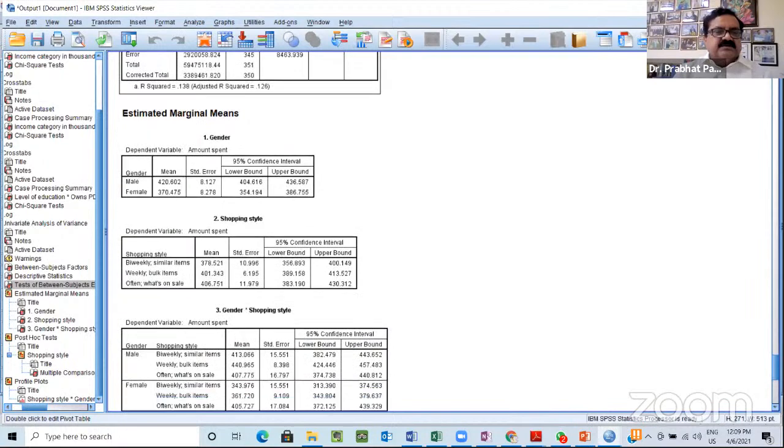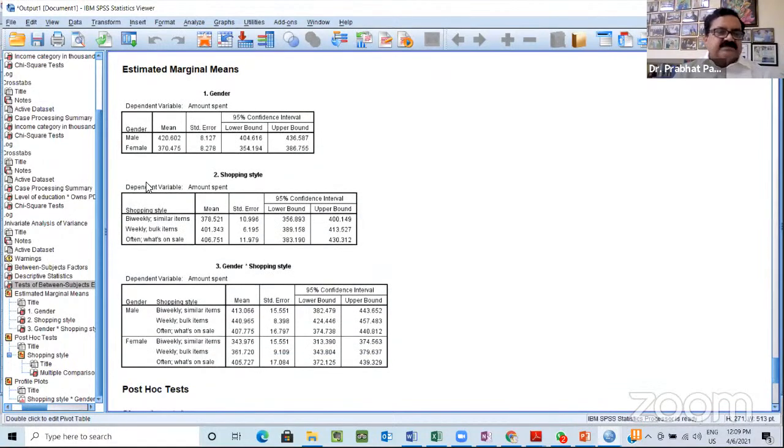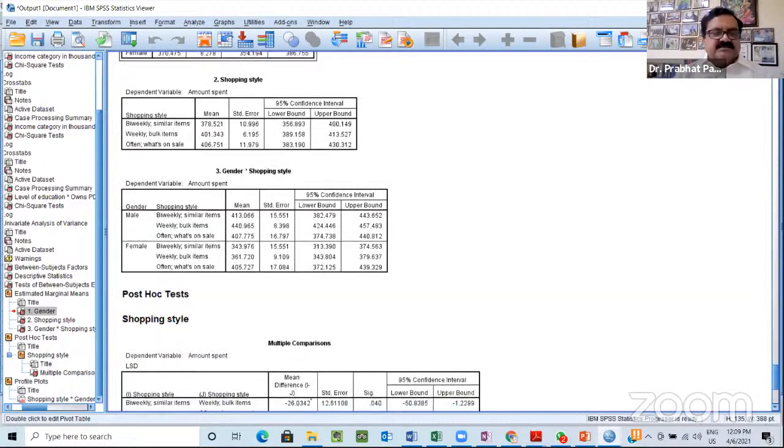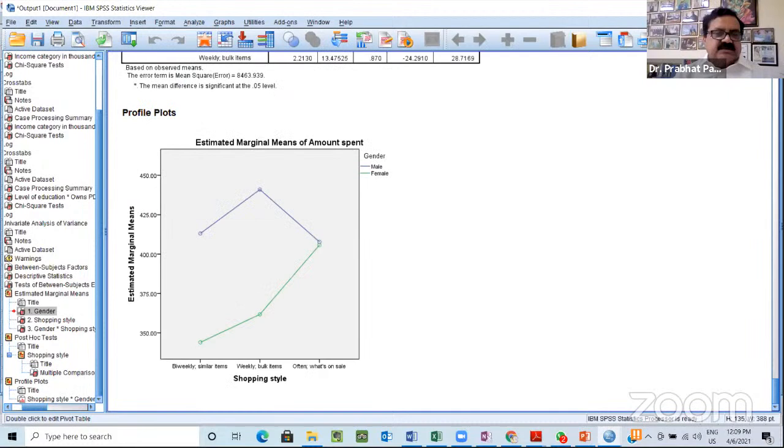The rest of the estimations are about the marginal means. Marginal means are about the fact that if there is an additional change in this variable, for example, an additional male enters the store or an additional female enters the store, what is going to be the average impact on the sale? That is the measurement. So it helps us in predictions also. These are also given for the gender-shopping style interactions.